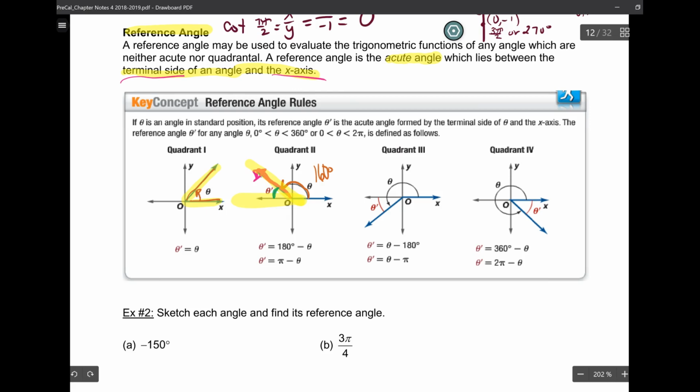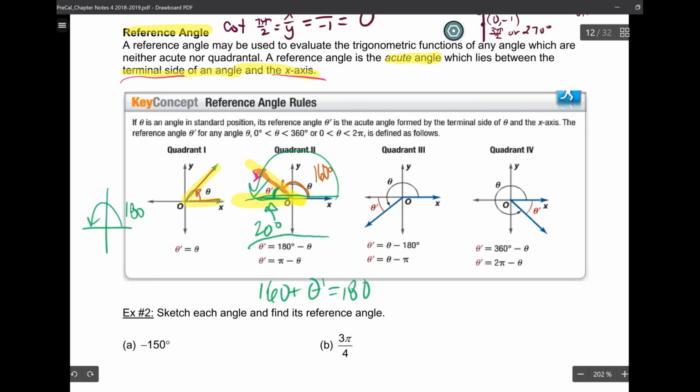How do I find my theta? Well, I know that the total degrees from the initial all the way over to the other side of the x-axis is going to be 180. Remember, here this angle would be 180 degrees. So together, 160 plus whatever my reference angle will be is going to equal 180. Subtract 160 on both sides. You find that this reference angle is going to be 20 degrees.